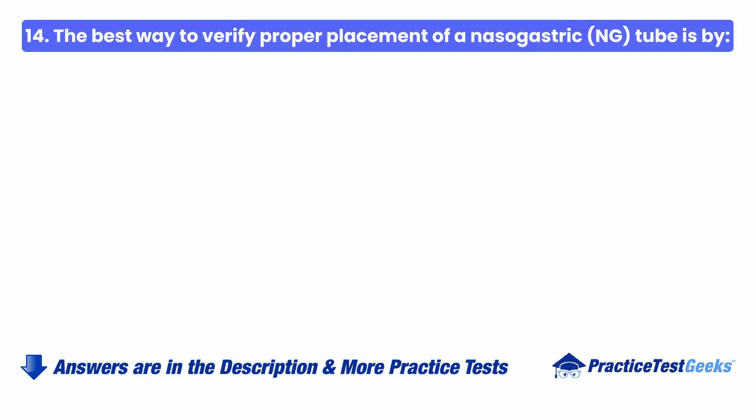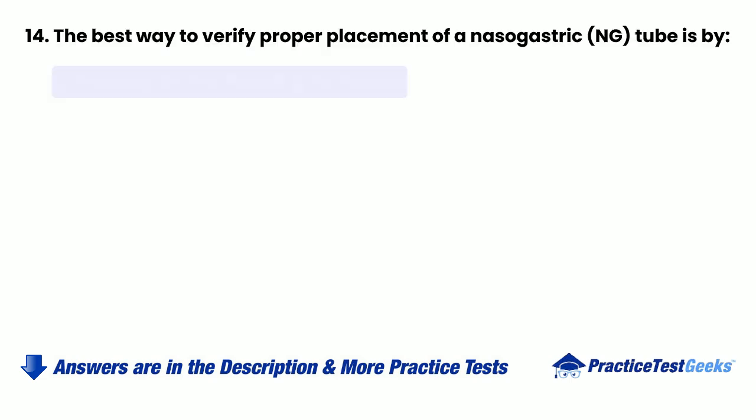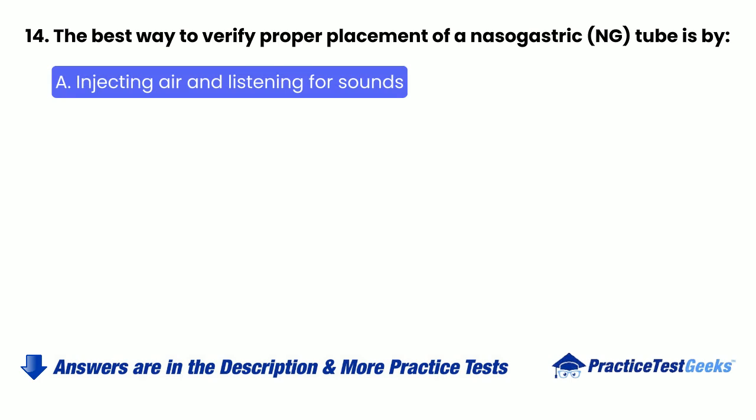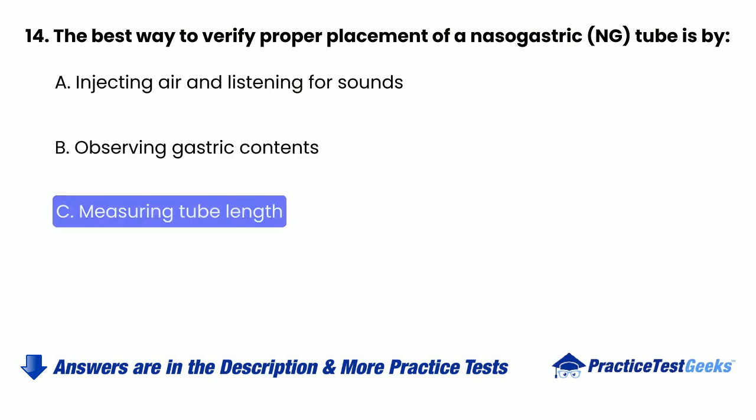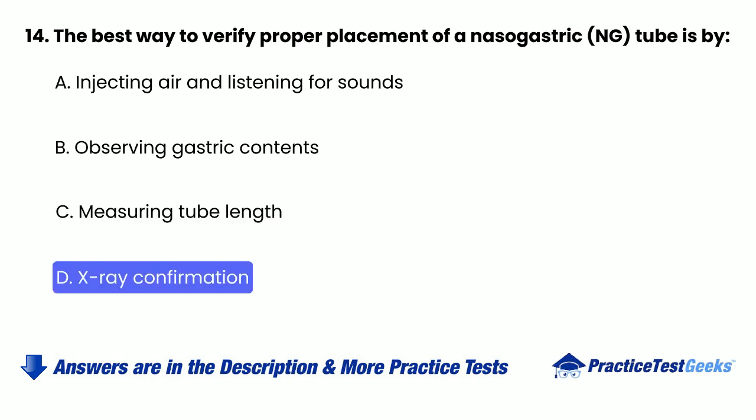14. The best way to verify proper placement of a nasogastric or NG tube is by: A. Injecting air and listening for sounds. B. Observing gastric contents. C. Measuring tube length. D. X-ray confirmation.